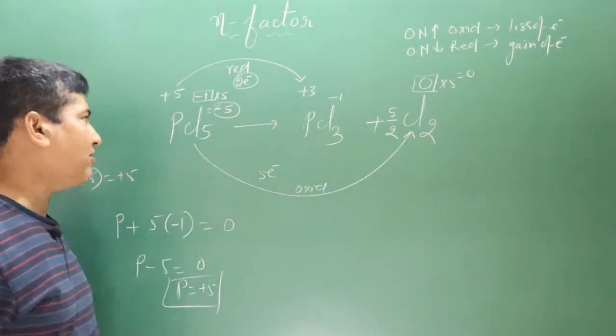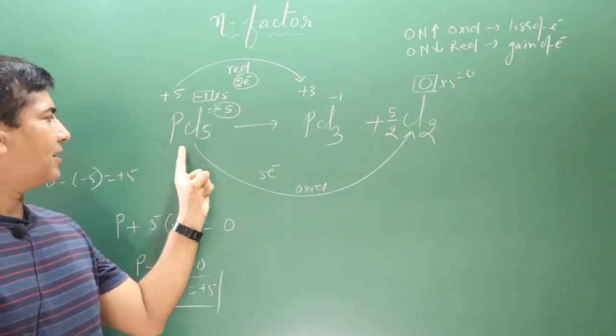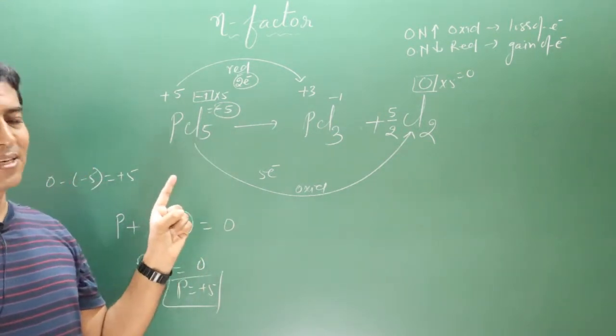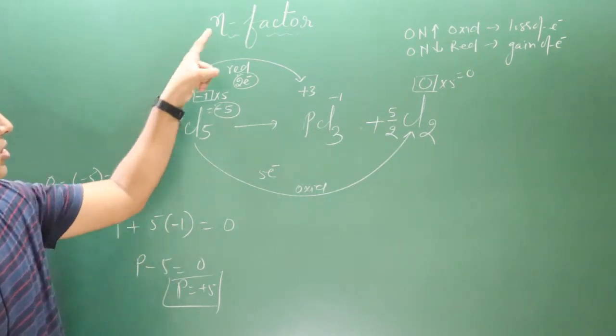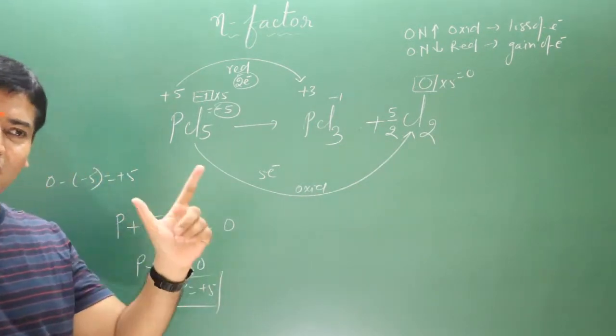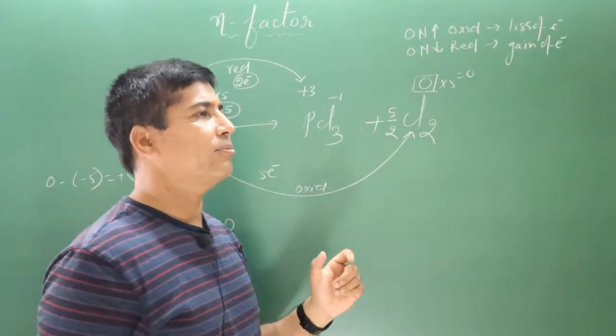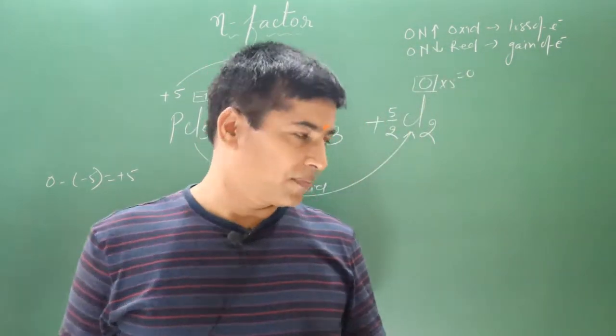Now we calculate the n-factor value for the substance, for the reactant. You can see this is the only reactant given in the reaction, and it undergoes decomposition. One element, phosphorus, undergoes a reduction reaction, and Cl undergoes an oxidation reaction. One element undergoes oxidation and another element undergoes reduction in the same given reactant.